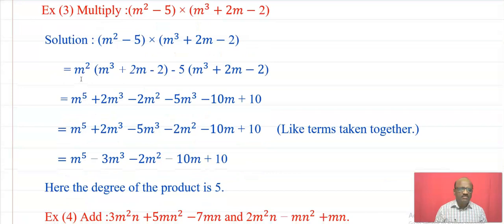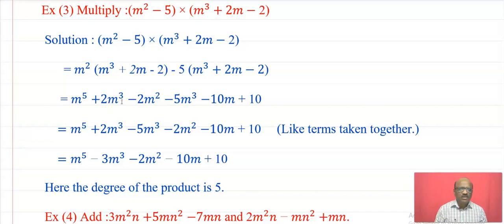Now the multiplication, and by using the law of indices, these are the like terms and their multiplication. When we multiply, their powers will be added. That is 2 plus 3, that is 5. Therefore, m square into m raised to 3, that is m raised to 5. m square into 2m, that is 2m raised to 2 plus 1, that is 3, that is 2m cube minus 2m square. Next is minus 5m cube. Minus 5 into plus 2, that is minus 10m. Minus 5 into minus 2, that is plus 10.